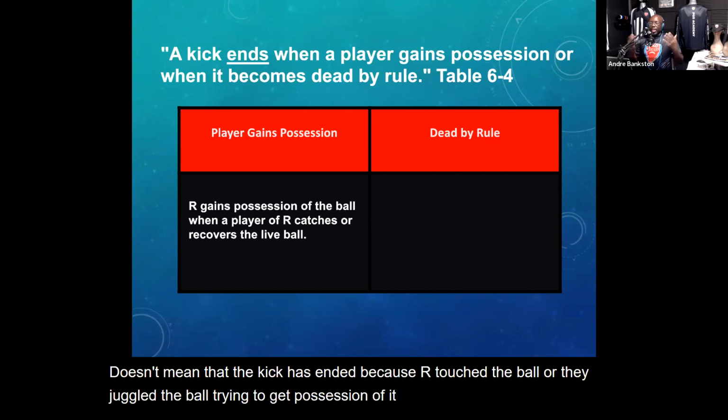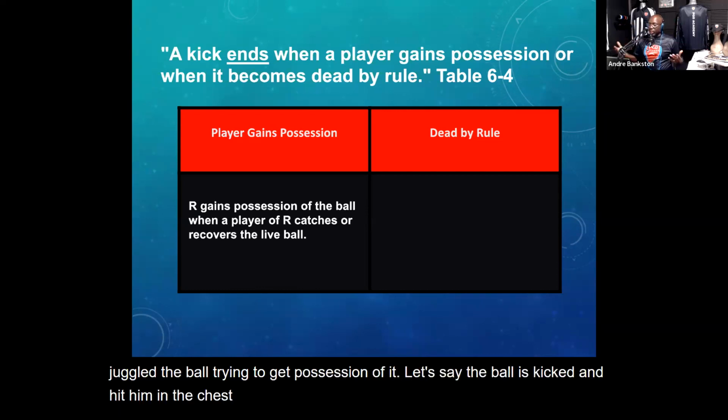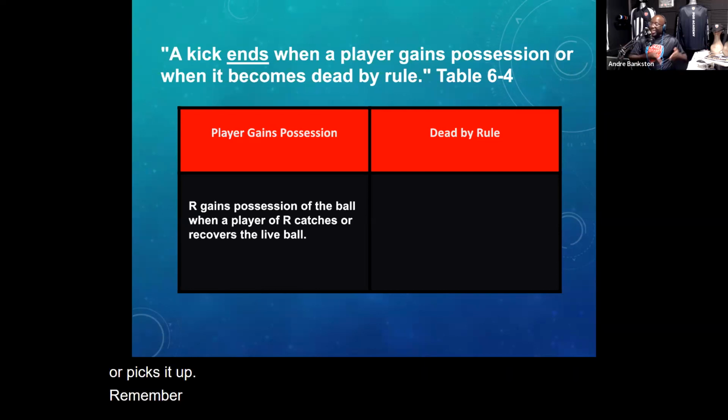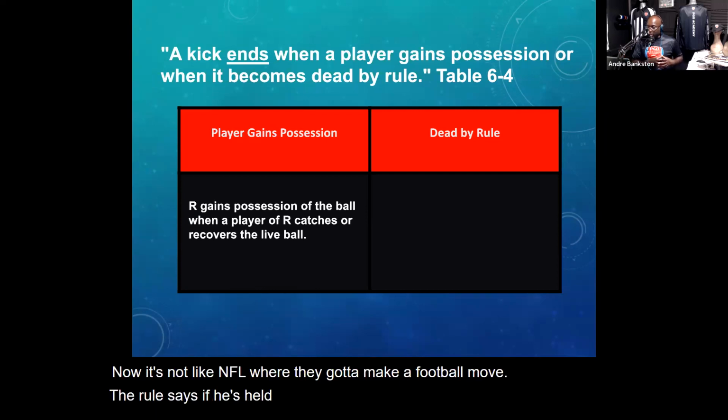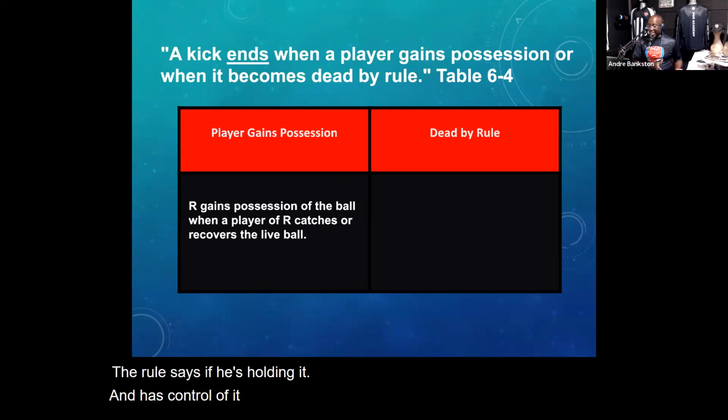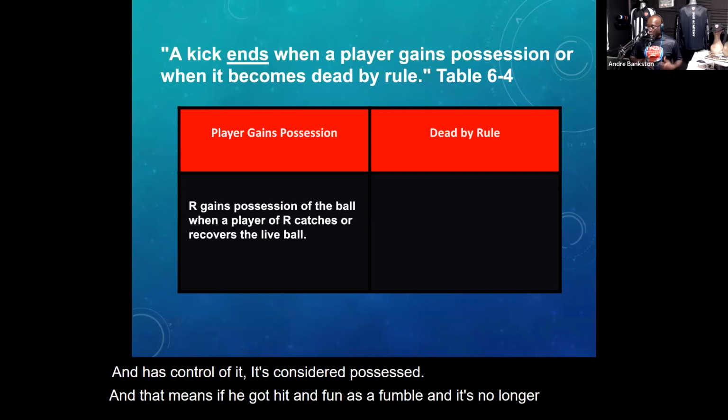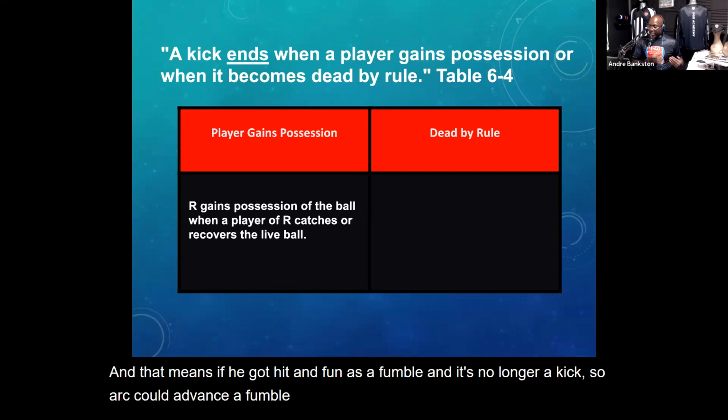Let's say the ball was kicked, it hit them in their chest. They're trying to get possession of the ball. They drop it. R picks it up. Remember, it's still a kick because no one possessed the ball. Possession means they have control of the ball. Now, it's not like the NFL where they have to make a football move. The rule says if he's holding it and has control of it, it's considered possessed. And that means if he got hit and fumbled, it's a fumble and it's no longer a kick. So R can advance a fumble. R cannot advance a kick.